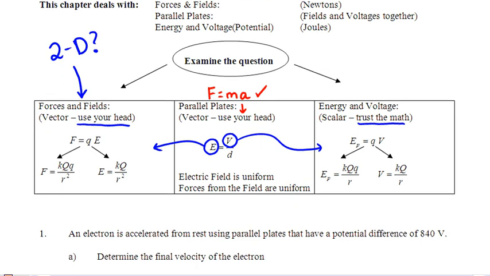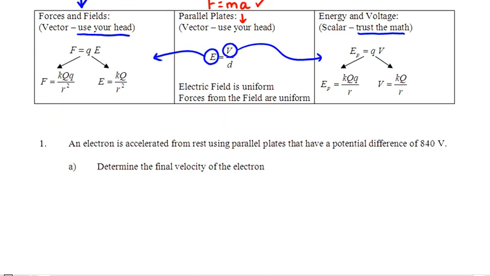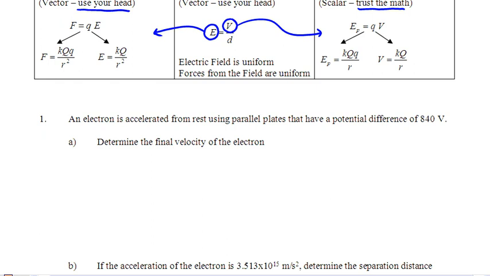Let's try this out. First question here, trying to decide each time as I look at these whether it's a force and field question or whether it's a voltage and potential energy question or maybe parallel plates. Electron is accelerated from rest using parallel plates. Okay, there it is. It's parallel plates that have a potential difference of 840 volts.